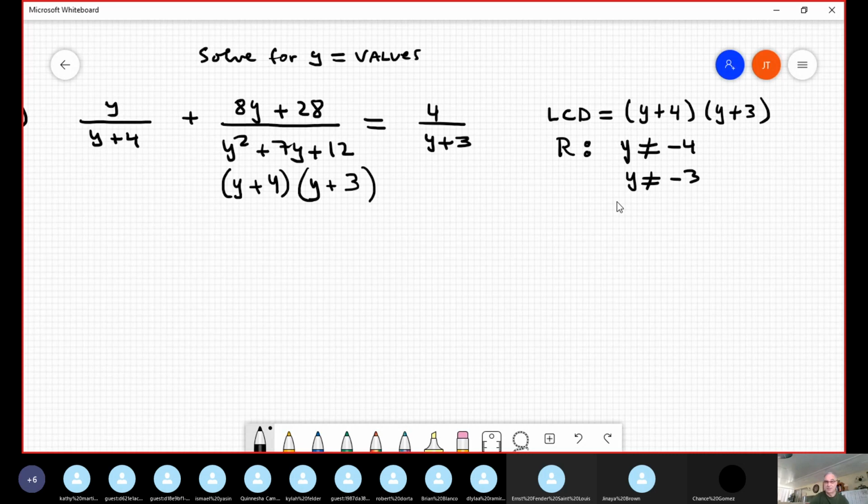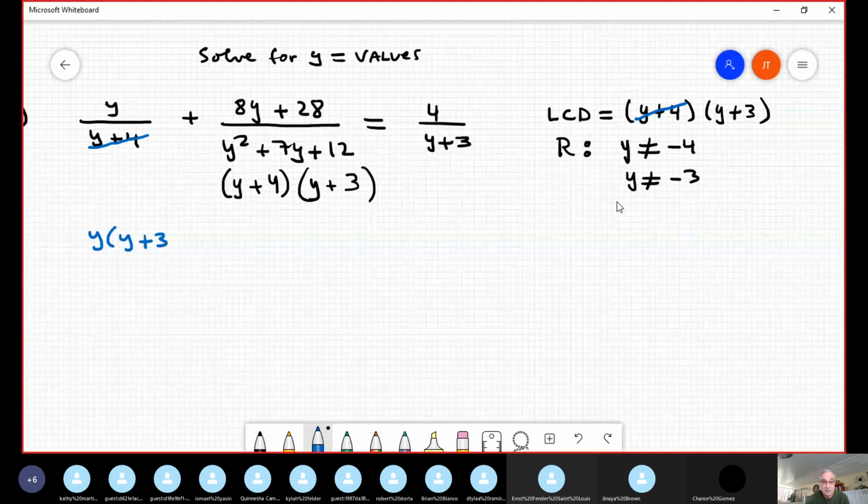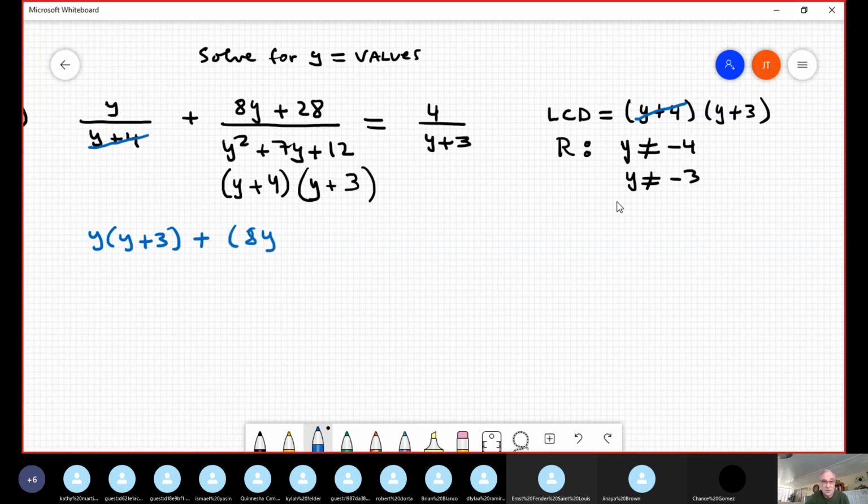It's the most important step. LCD divided by the denominator, multiply, and the numerator. Okay. So let me use the method of the color. This is y plus 4 is cancelled with the y plus 4. And stay alive only y times y plus 2. Plus 3. Plus, because it's plus here. Then, 8y plus 28. But it cancels everything. Wow.